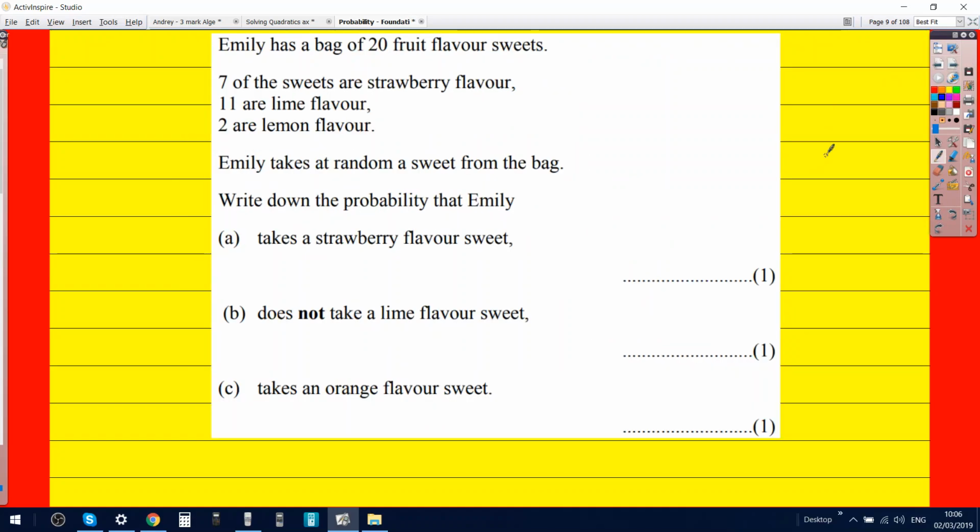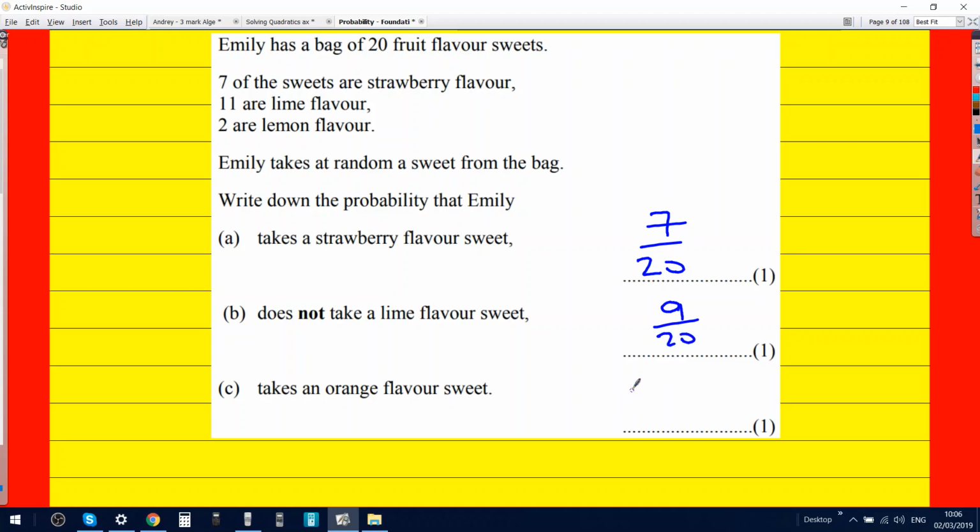This one. Strawberry flavour sweet. 7 out of 20. Okay. Does not take a lime flavour, so 11 are lime, so that would be 9 out of 20.